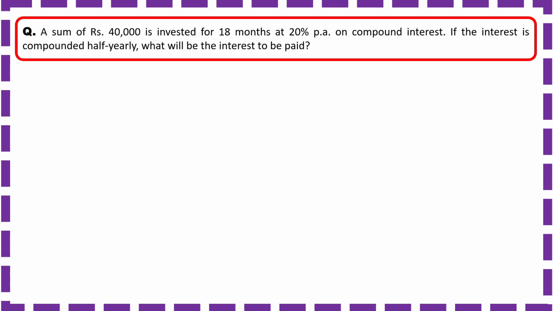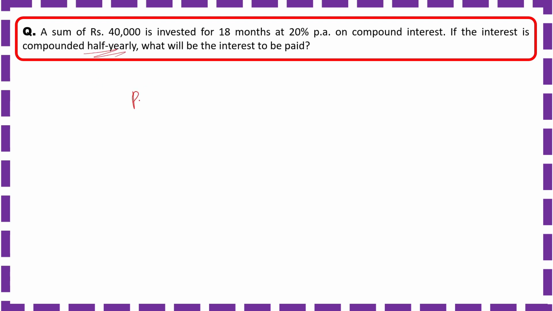So let's solve some problems in compound interest. So a sum of rupees 40,000 is invested for 18 months at 20% per annum on compound interest. If the interest is compounded half yearly, what will be the interest to be paid? So we know the non-annual compounding, right? Annual compounding means 1 year, 2 years, 3 years, whereas for non-annual compounding, it will be like half yearly, quarterly, like that. Okay. So it's compounded half yearly.